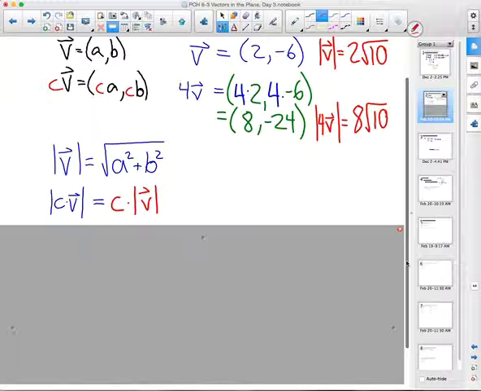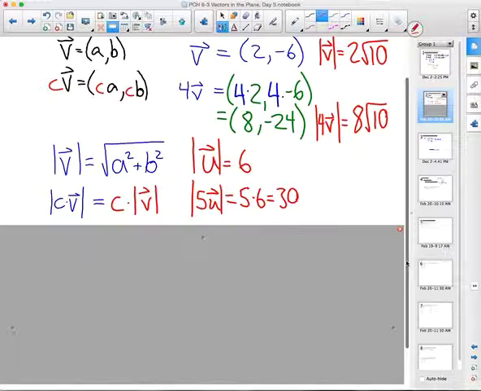So for example, let's say I know that vector u has a magnitude of, say, 6. If I wanted to know what the magnitude of 5u is, what would I do? 5 times 6, yeah, it's 30. Alright? So that's pretty simple there, okay? Let me show you though where this can be really, really helpful.